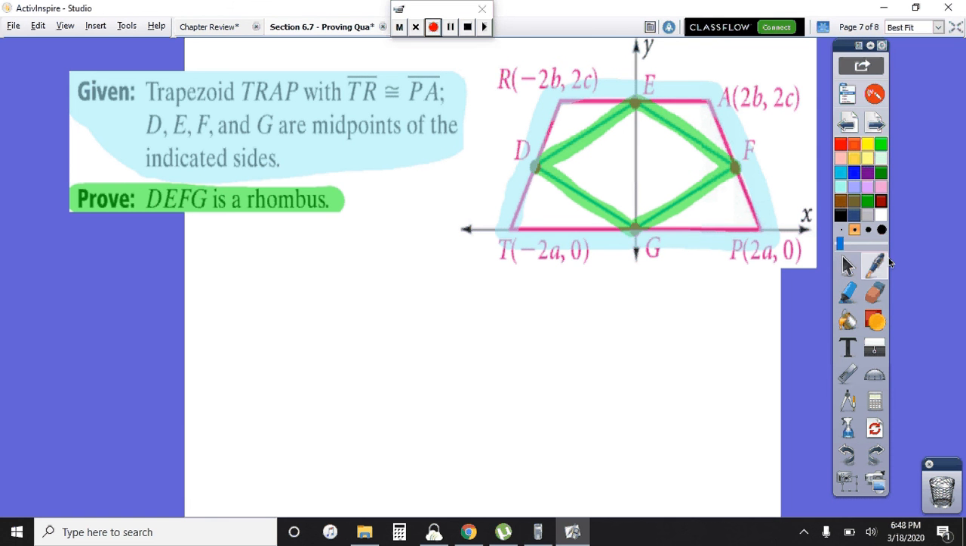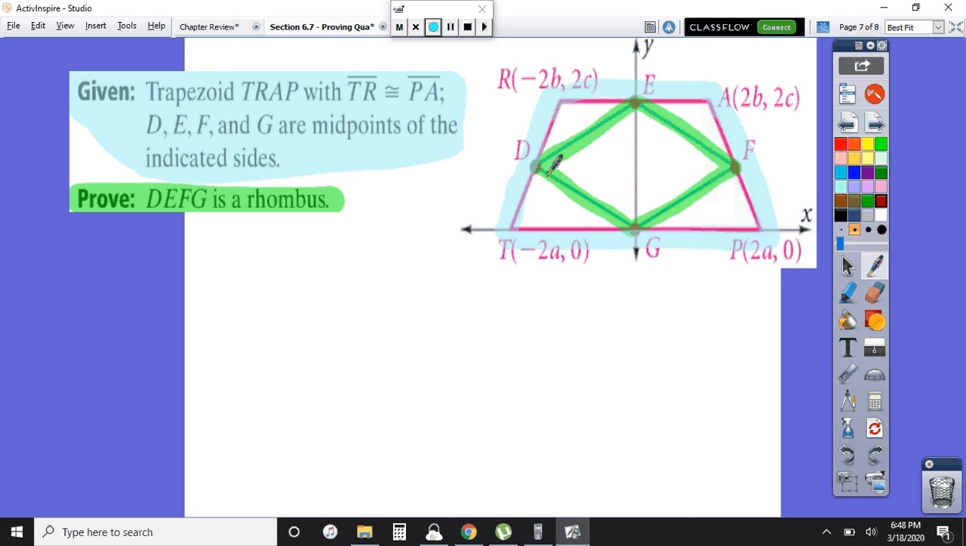All right, so what we were told was that we had a trapezoid here. So TRAP, pun intended, trapezoid, with TR congruent to PA. So this isn't just a normal trapezoid. This ends up being an isosceles trapezoid, right? Because it has its two non-parallel sides being congruent. And then they said D, E, F, and G are the midpoints of the indicated sides.